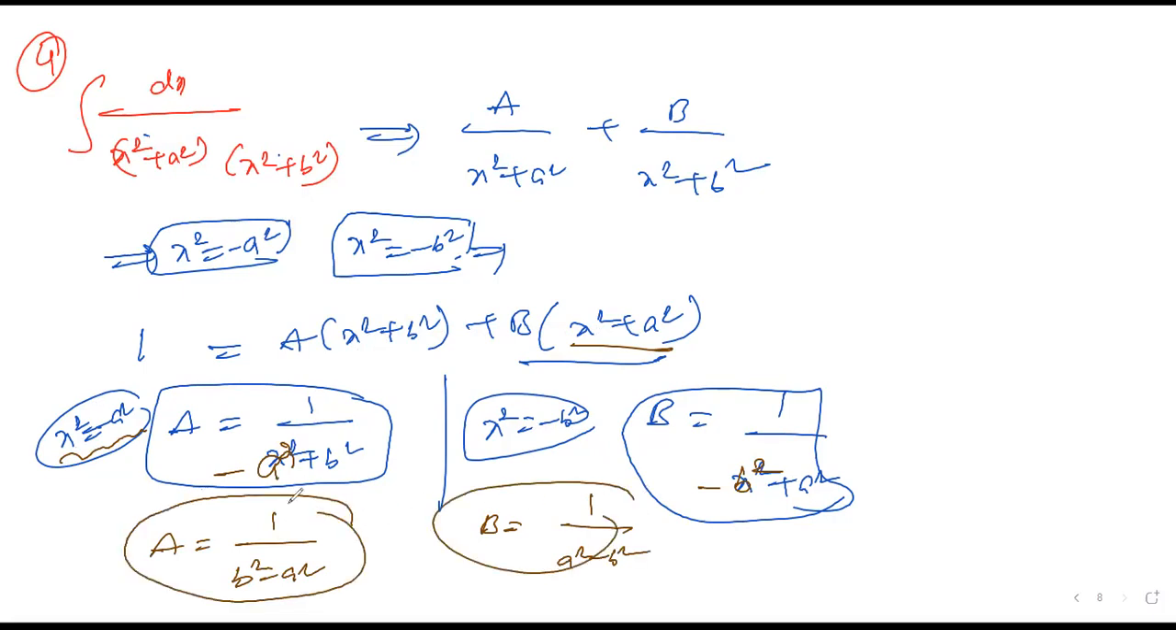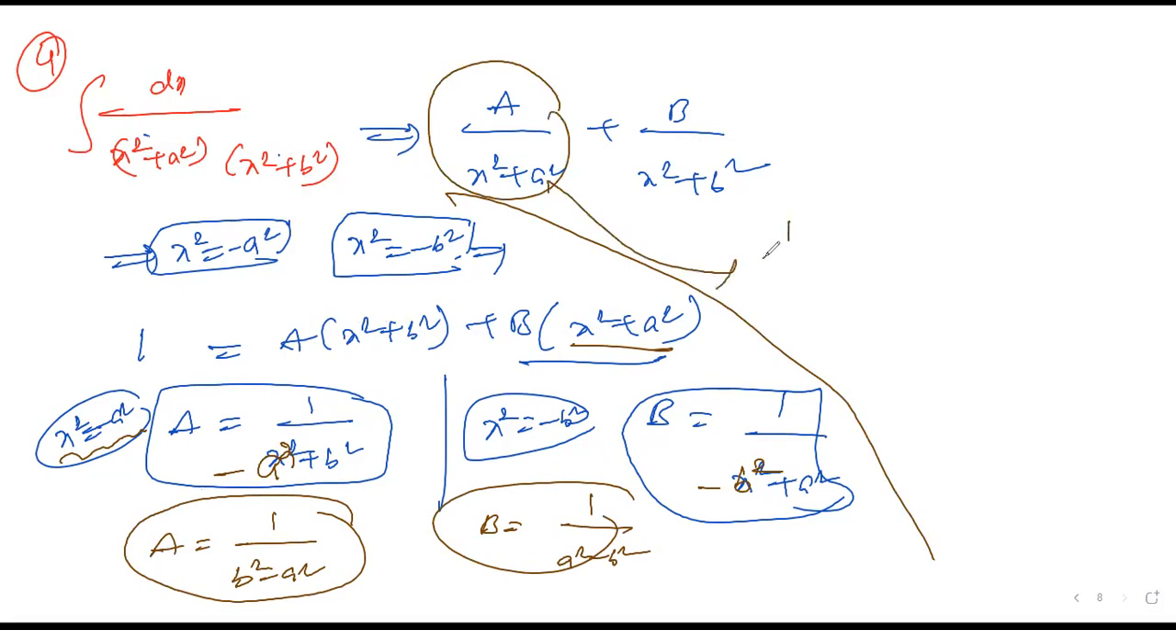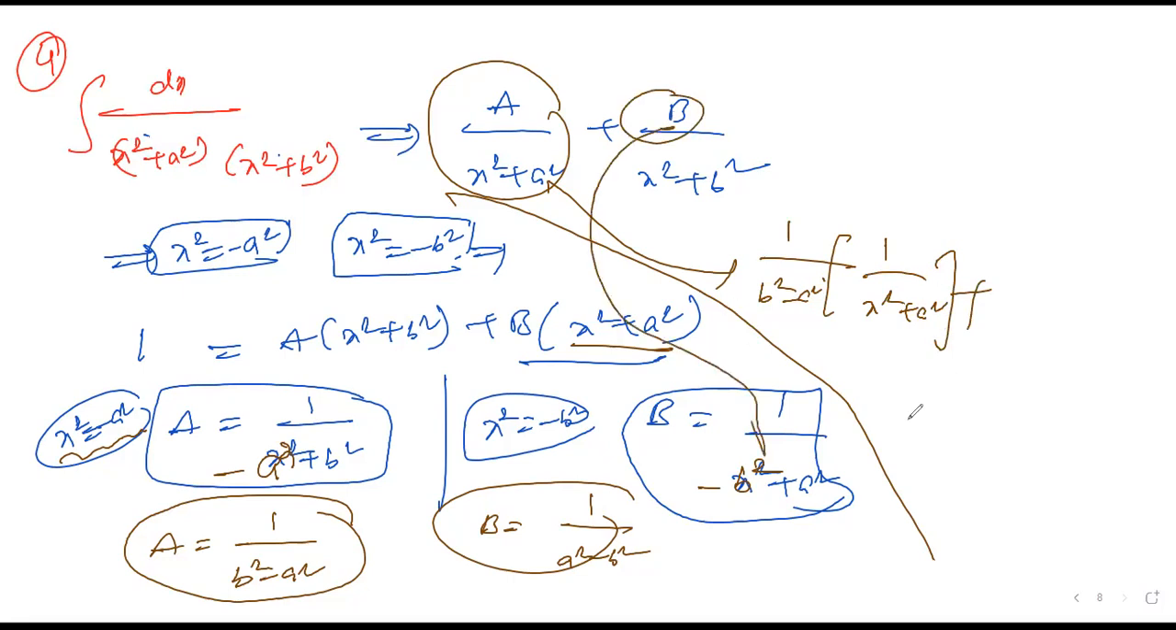Clear, Anna? Yes. Because you are substituting a value. Now the extension, I'll try to write the value. What is the value of a? 1 by b square minus a square into 1 by x square plus a square. Then for b, I substitute this value. I'll write it on the next page to understand very clearly.